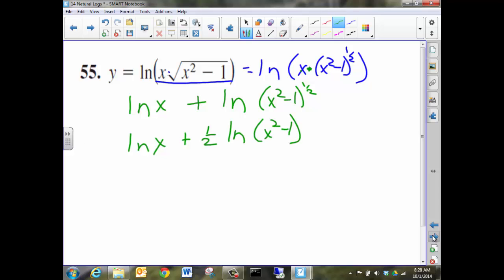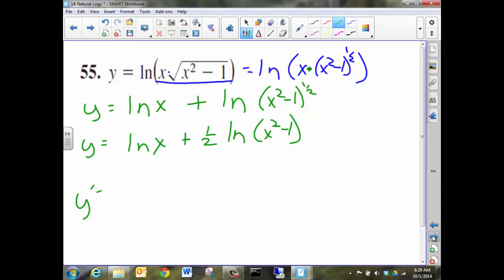Is there any other algebraic simplification we can do here? Nothing else we can do. Why can't I split up the x squared minus 1? It's in parentheses and the subtraction is inside the argument. We don't have a rule for how to break up if the subtraction is inside the argument. So now we're ready to do calculus.